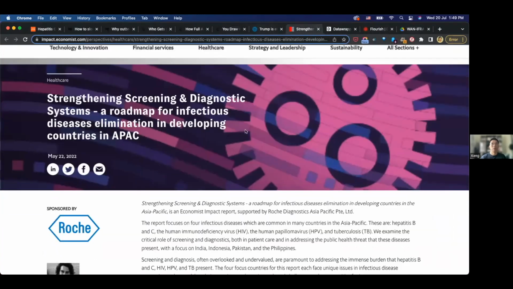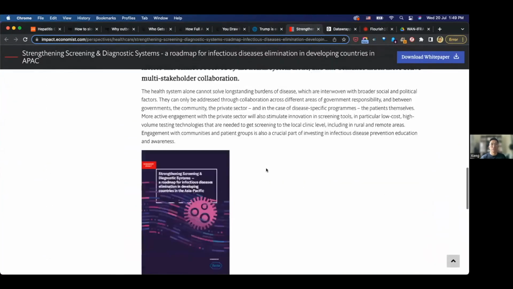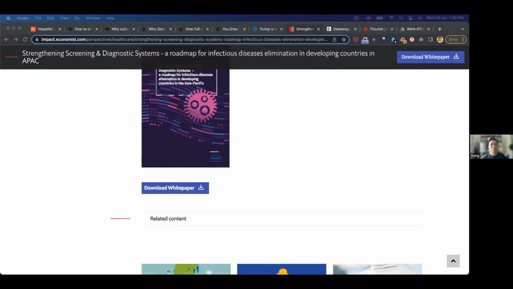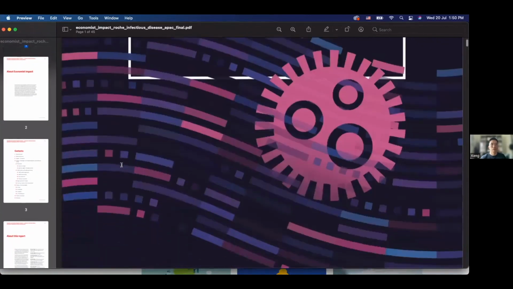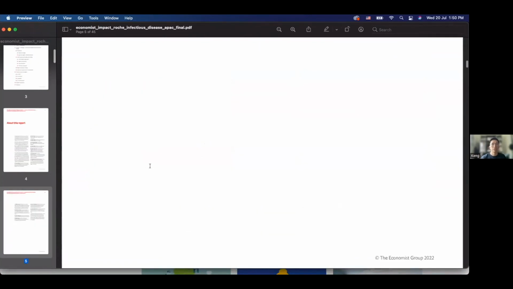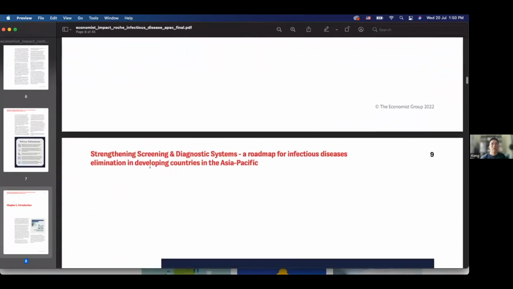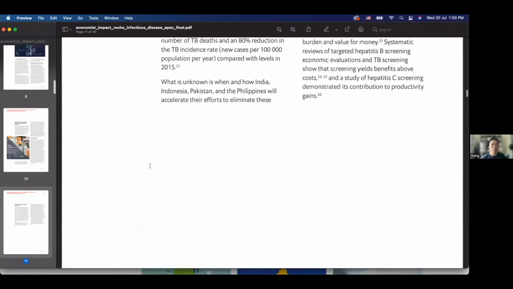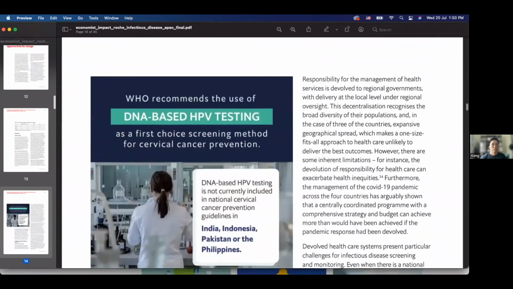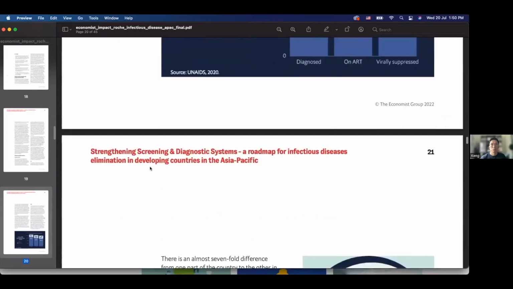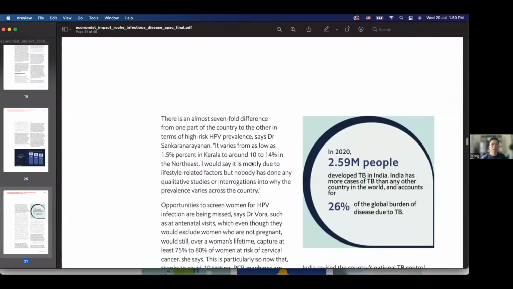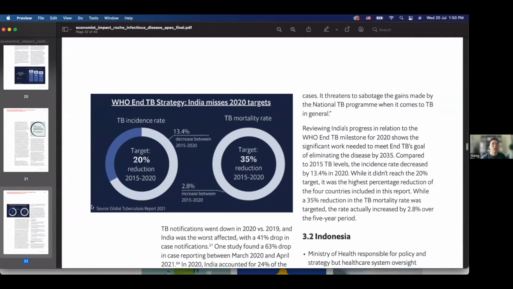I'm going to open the PDF version of the report. All right, so this is the report. Usually they will have some data, so if I scroll down, you'll see there is some data for each country. On page 22, there's some data about HIV in India, and also data about TB in India, Pakistan, Indonesia, and the Philippines.